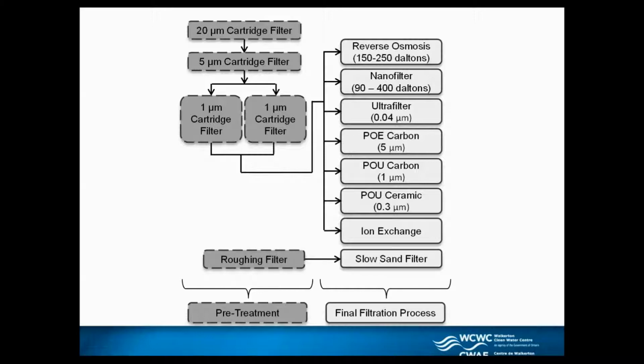And we also did a slow sand filter. And typically with a slow sand filter, instead of these cartridge filters as a pre-treatment, we had included a roughing filter, which is basically loose gravel in a column.